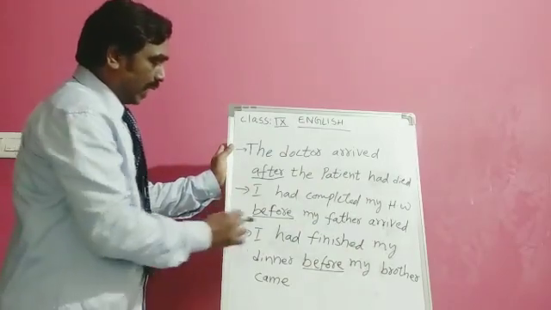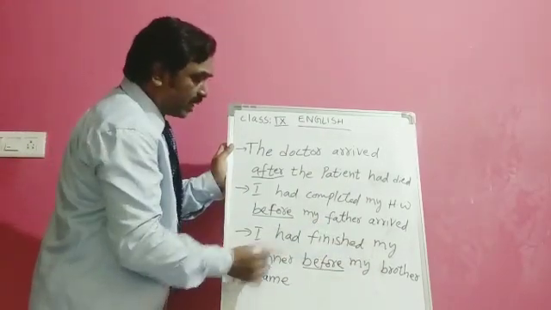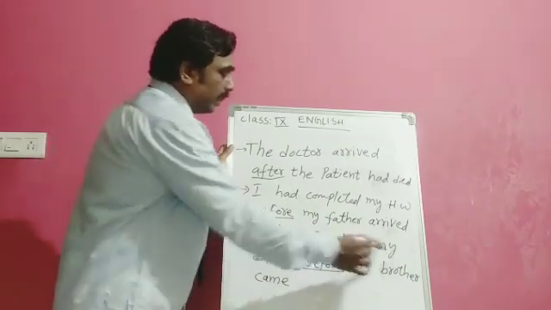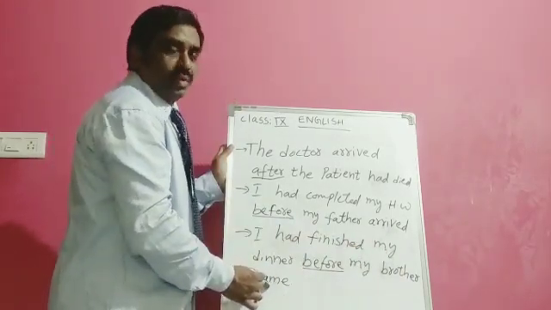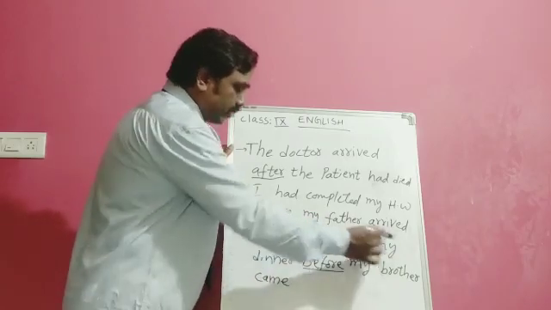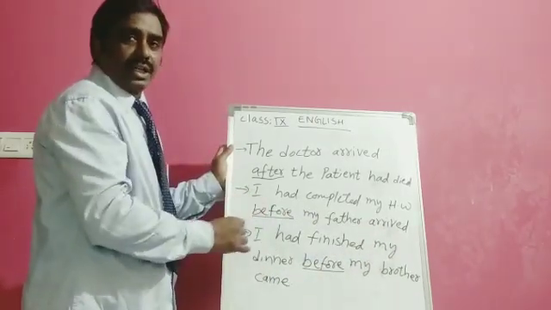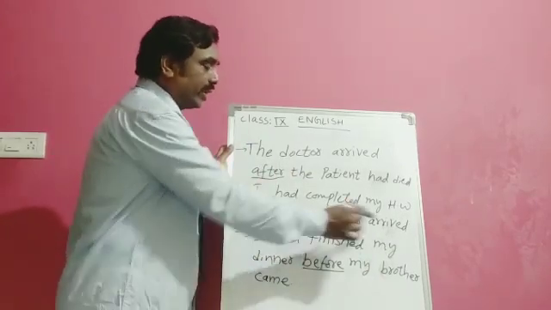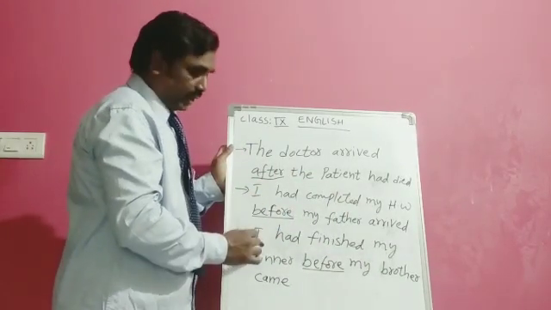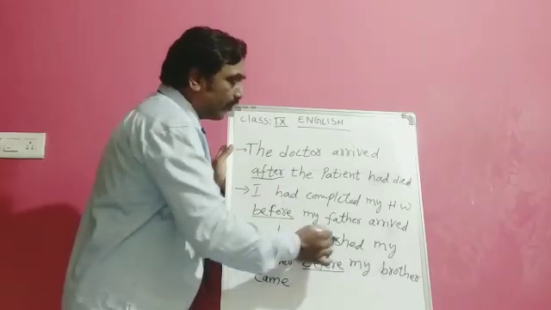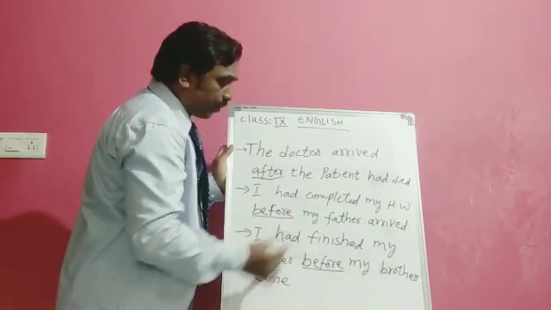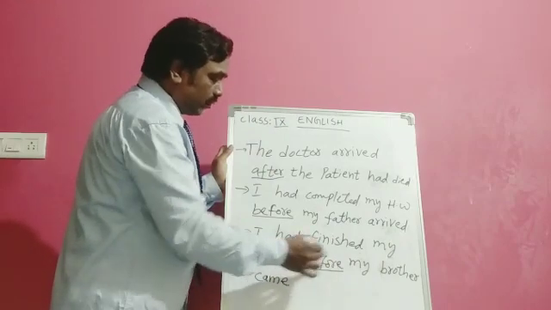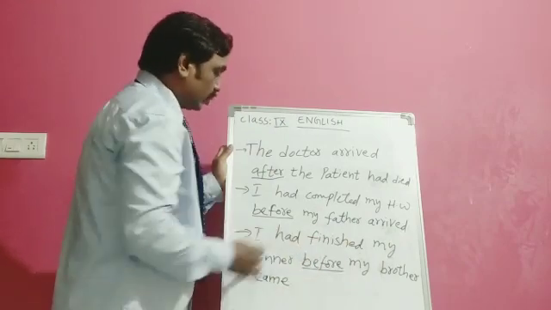See another example: I had finished my dinner before my brother came. Here also 'my brother came' is one action and 'finished my dinner' is another action. Which was completed first? I had finished my dinner completed first. So I wrote: I had finished my dinner before my brother came. Here we use the word 'before' to connect these two sentences.